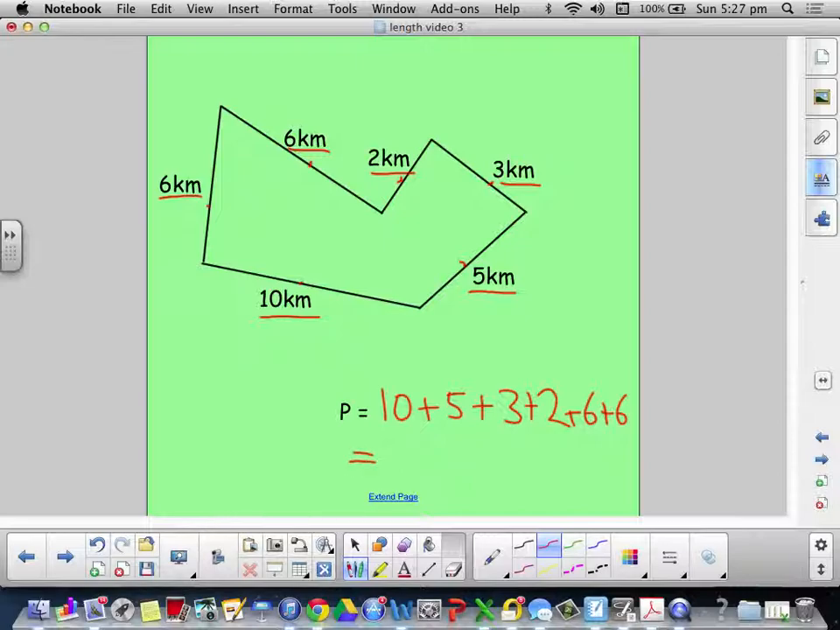10 plus 5 is 15, plus 3 is 18, plus 2 is 20, plus 6 is 26, and another 6. Well, I get 32, and we'll put the units of measurement in there, 32 kilometres. Okay, well that's the perimeter, and there's a few little tips and tricks about how to find it, guys.